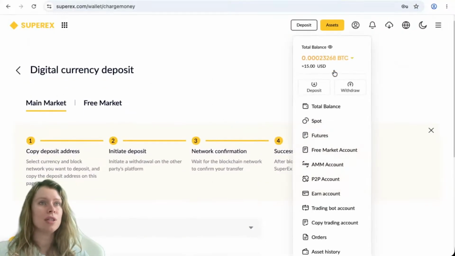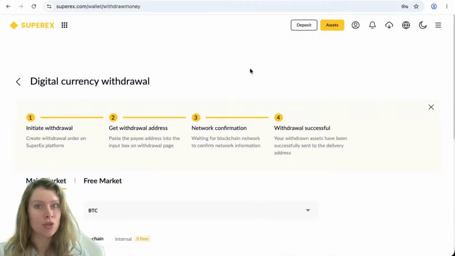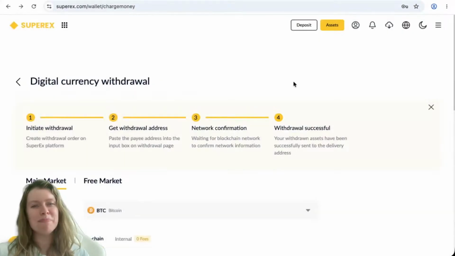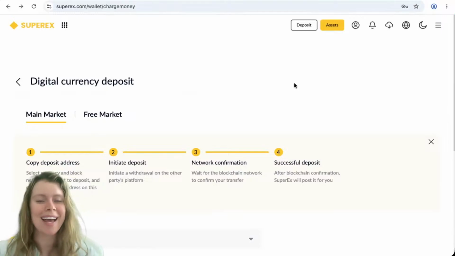So depositing is just there. Withdrawals, I've yet to withdraw my funds. I have 15 USDT currently, so I was like, let's build it up a little bit more before we get to that point.